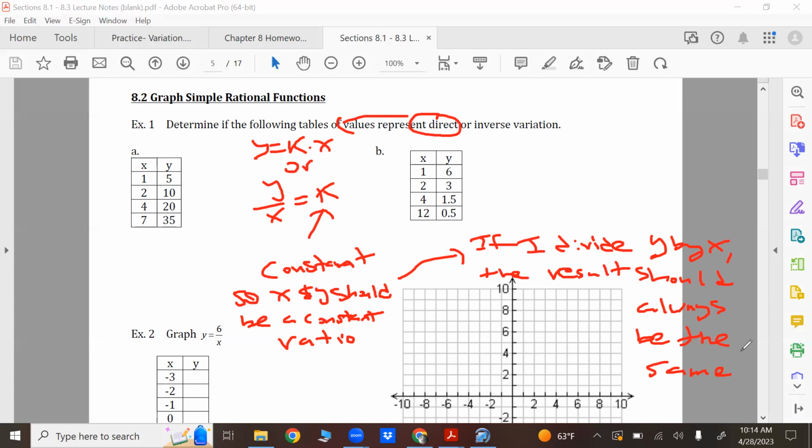So let's look at these two tables here now. If I did y divided by x for A, what happens for the first row? If I do y divided by x, what do I get? 5. 10 divided by 2, 5. 20 divided by 4, 5. 35 divided by 7, 5. Come over here. 6 divided by 1, 6. But then 3 divided by 2? No. And no, so forget it. So definitely the direct variation is going to be A.